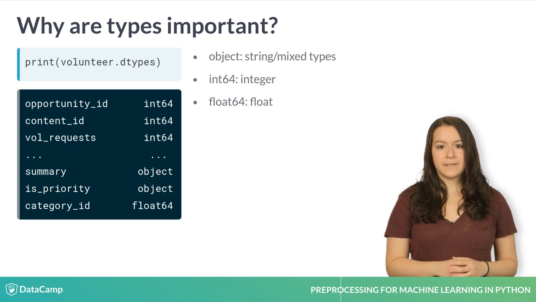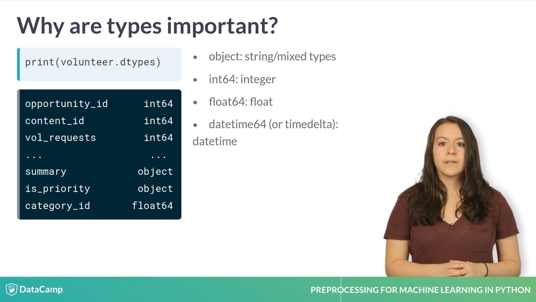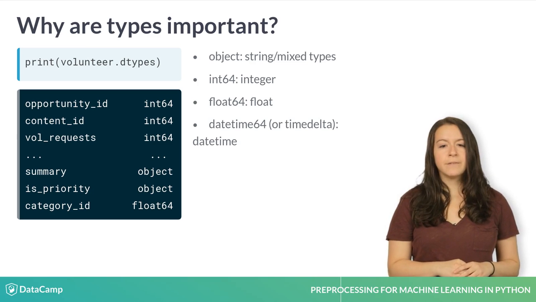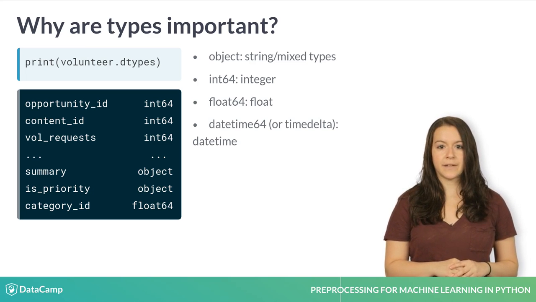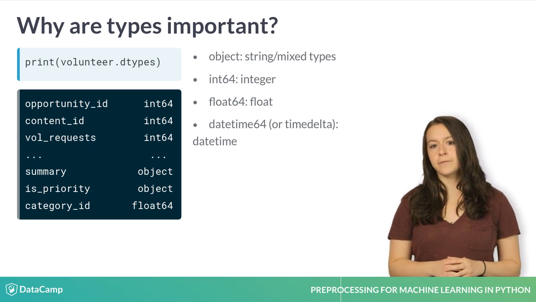Another type you might see as you work with data in Pandas is the datetime64 type, or the timedelta type. This is because you can store dates as datetime types in Pandas data frames, and even use datetimes as a special kind of index. All you need to be familiar with as we work through this course are the object, int64, and float types, though.